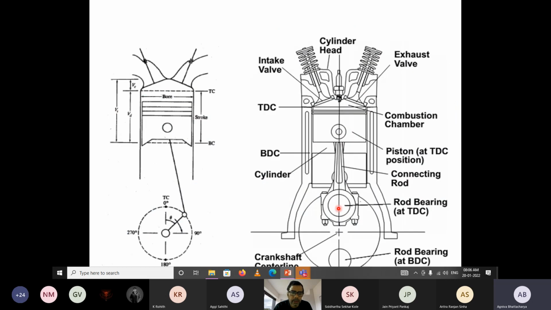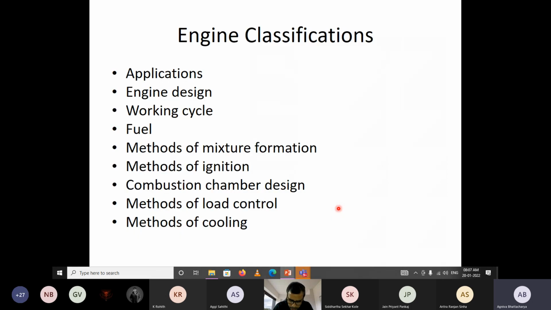And then we also learned about some of the terminology of the internal combustion engine, like top dead center, bottom dead center, bore diameter, stroke length, swept volume, clearance volume, total volume. So these are the things we have covered. So with that information, now let us move to the next part.